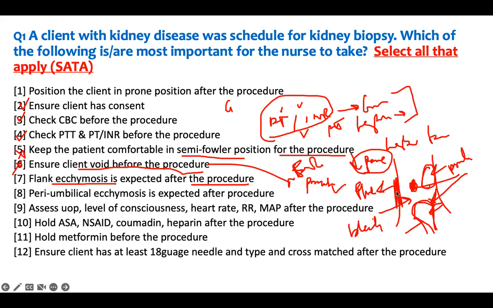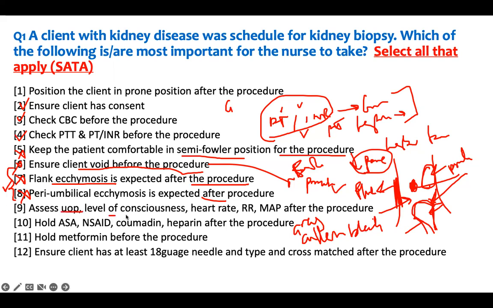Flank ecchymosis is called Grey Turner sign. This is Grey Turner sign. And periumbilical is called Cullen sign. If you see any of them in a patient who has had a kidney biopsy, yes, those are bleeding. Therefore, this is not expected. No. Periumbilical ecchymosis after the procedure is not expected. Those are hemorrhage. You should be taking care of this patient and intervene as soon as possible.